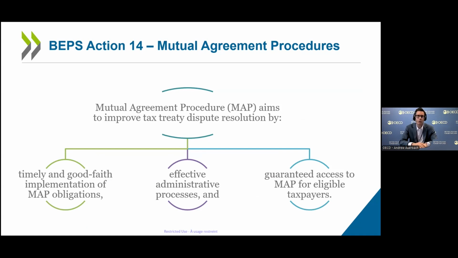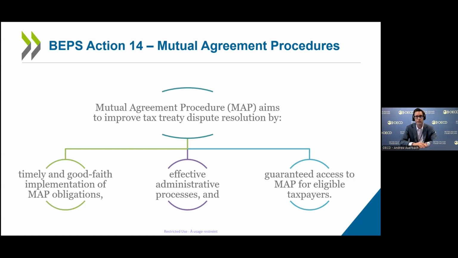The Action 14 Minimum Standard on Mutual Agreement Procedure, or MAP, aims to improve tax treaty dispute resolution through three core principles: timely and good faith implementation of MAP obligations, effective administrative processes, and guaranteed access to MAP for eligible taxpayers. To date, 128 jurisdictions in the inclusive framework have completed peer review processes. The peer reviews show tangible results in enhancing the efficiency, effectiveness, and timeliness of MAP across inclusive framework jurisdictions.